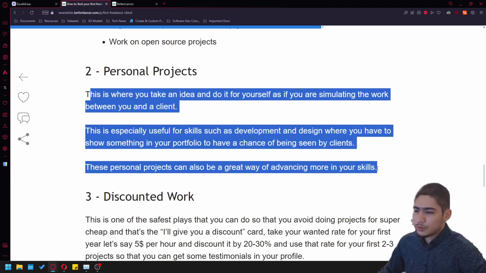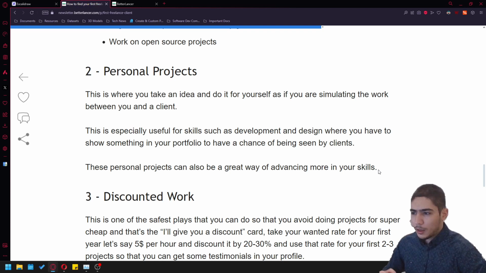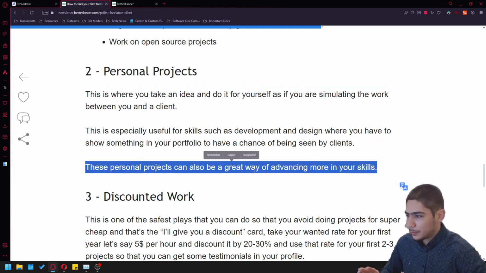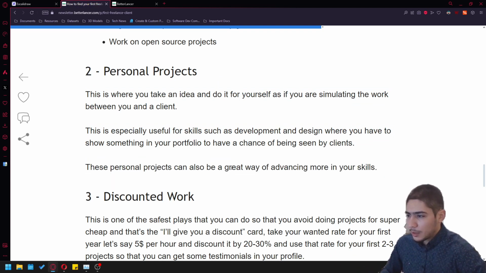Personal projects. So this one is just to fill your portfolio. This is not something you do because you want to, I don't know. It's just a good thing. This line summarizes it quite well. Personal projects can be a great way of advancing your skills. That's basically it. They don't do anything more, nothing less.